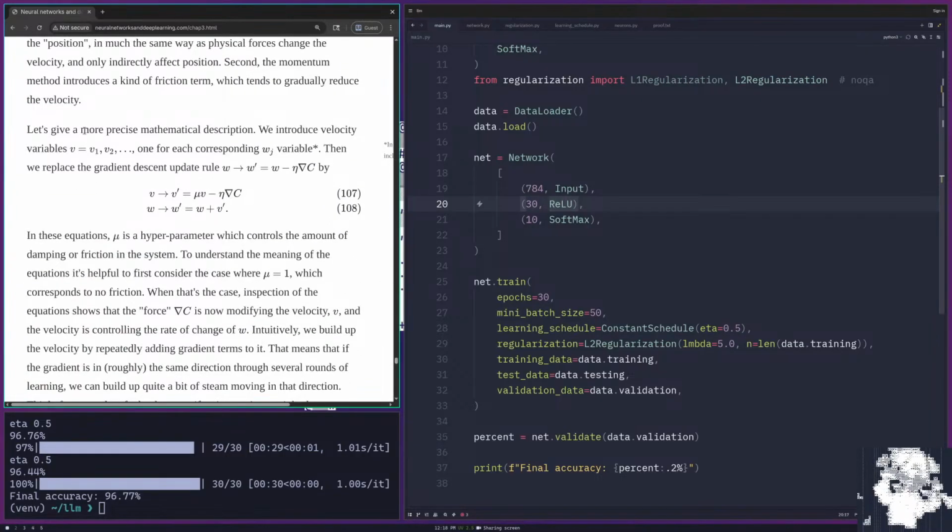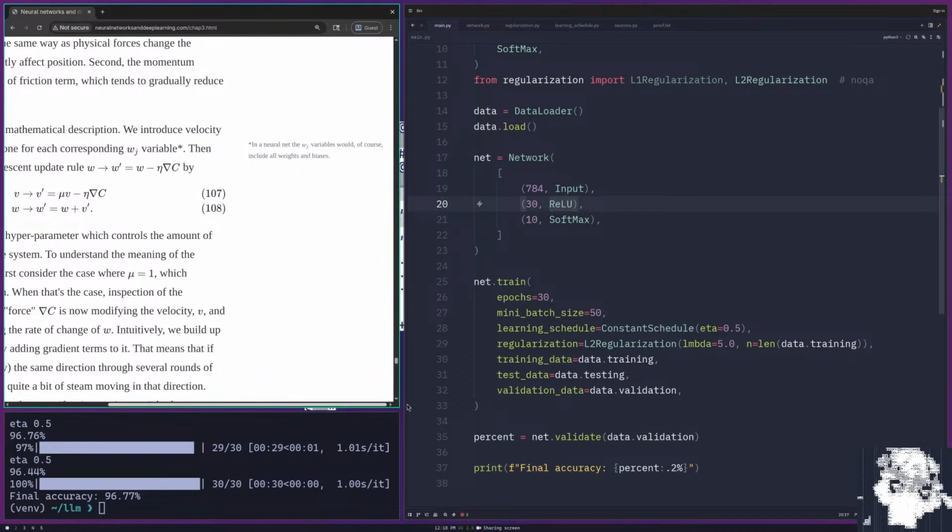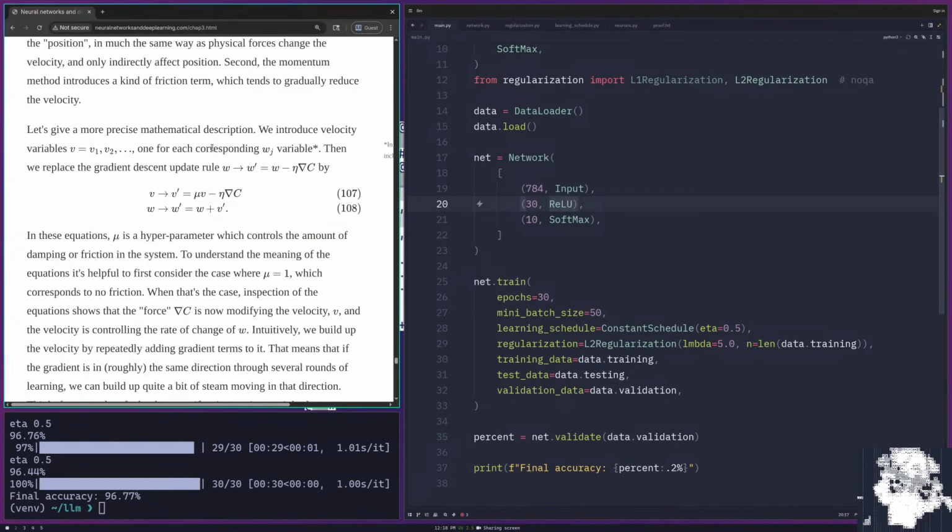Let's give a more precise mathematical description. We introduce velocity variables v equals v1, v2, etc., one for each corresponding wj variable. Footnote: in the neural net, the wj variables would of course include all weights and biases. Okay.